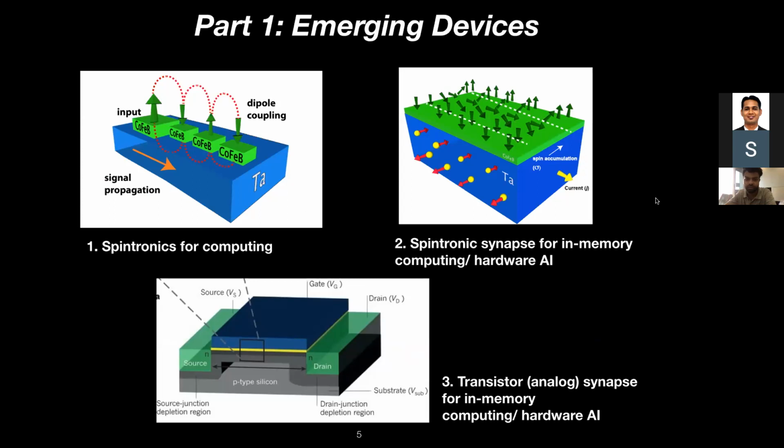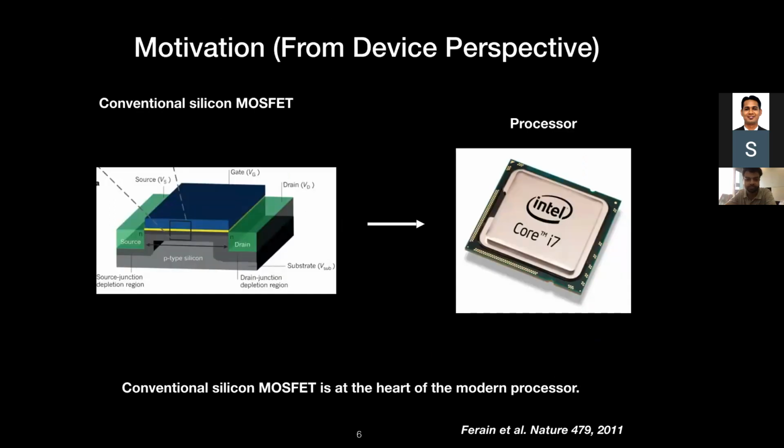Okay, so let me start with the devices. From a device perspective, what is the major motivation? We know that the microprocessors that dominate the computing industry today are made of transistors, metal oxide semiconductor field effect transistors. This is basically a three-terminal device where you have source and drain, and the source and drain are connected by a channel. The channel is typically induced in the semiconductor by applying a certain voltage at the gate. So far, so good. All right.